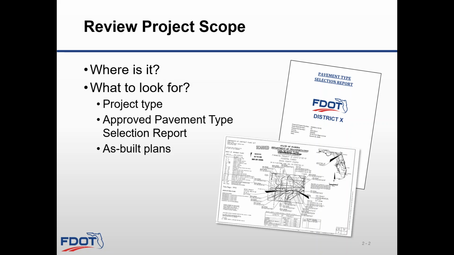Once you have your scope of services, you'll want to find out a few key things such as project type. If this is a concrete rehabilitation project, reconstruction, or new construction. If it is a new construction or reconstruction project, you will need to find out if there is a pavement type selection analysis report that would identify if a pavement type has been selected for this project, if it is flexible or rigid or both. If you're doing a project rehabilitation, obtain as-built plans that will provide information on the existing pavement and slab depth.